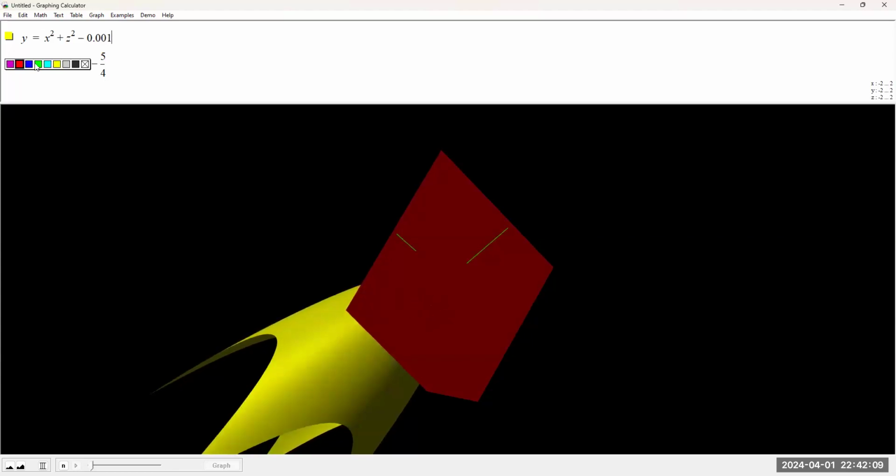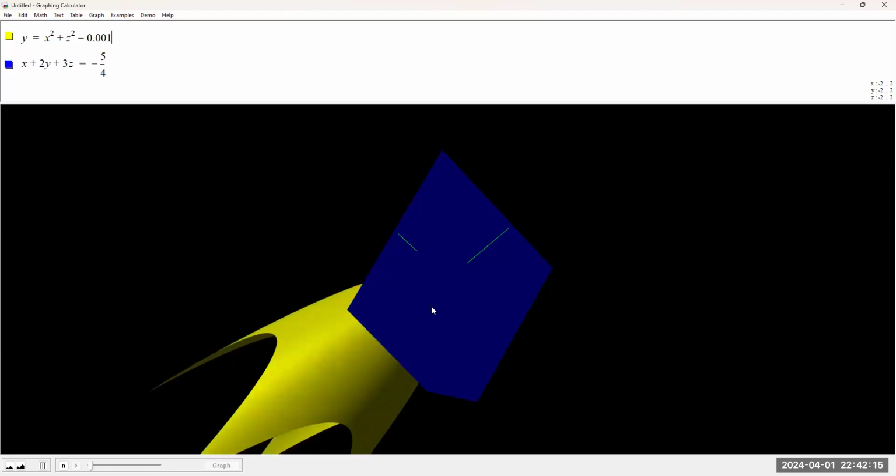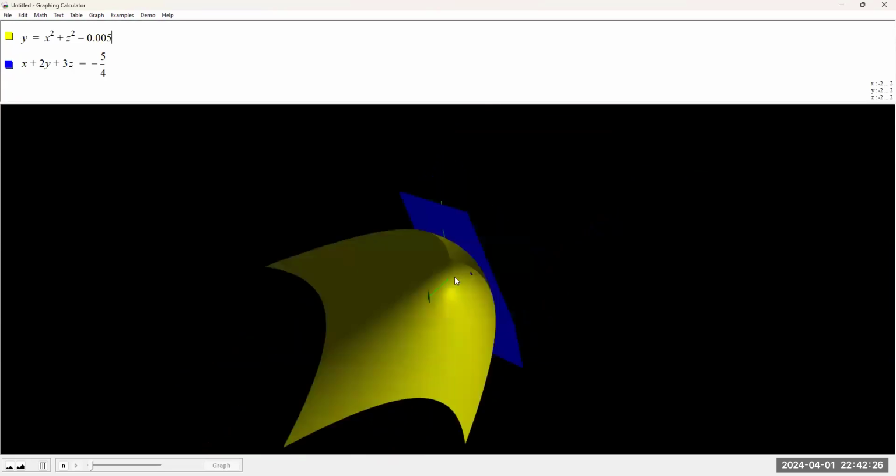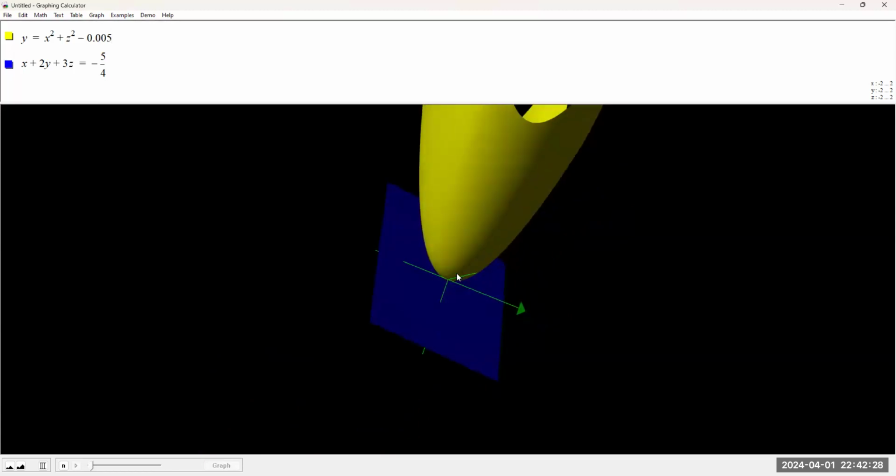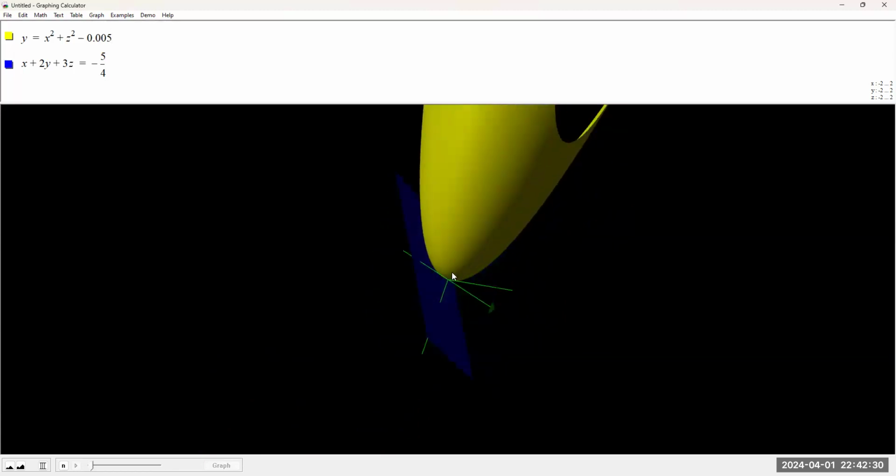If I change this to blue, maybe light blue. Ah, no, cannot see better. Yeah, you can see that this is the... If I make it 5, maybe better. Yeah. At that point, okay, it will intersect. Too fast. Yeah, you see.